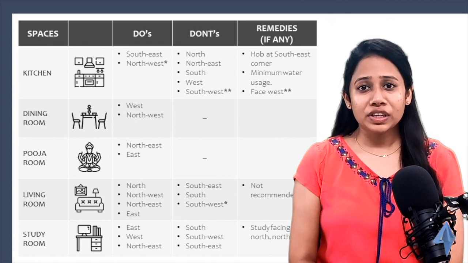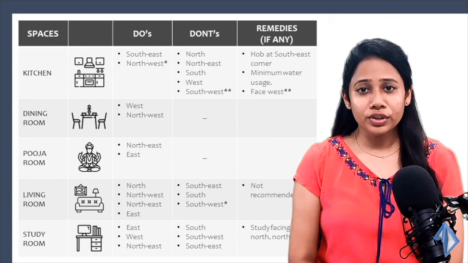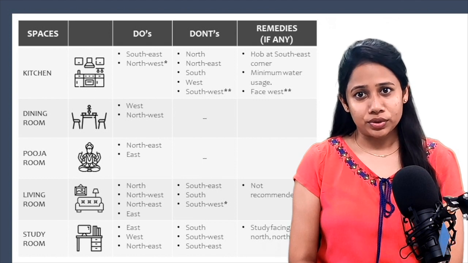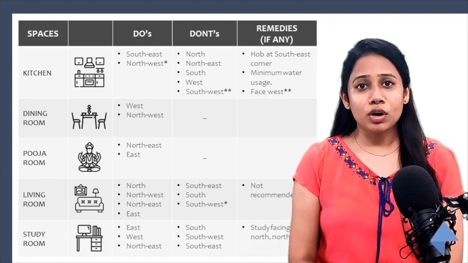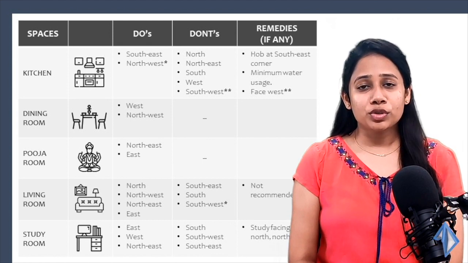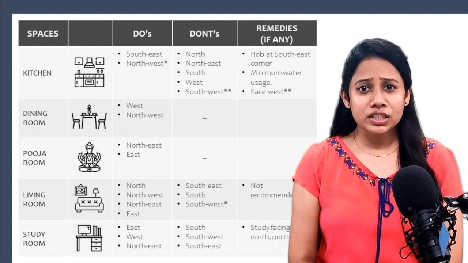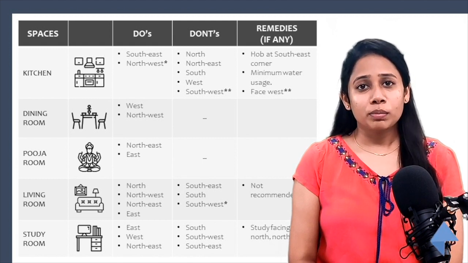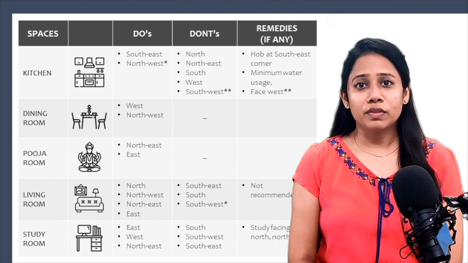But if you have kitchen in any of the wrong directions, you can have some remedies for it. You should always place your hob or the kitchen range to the southeast corner of your room. There should be a minimum usage of water. If you have kitchen in southwest direction, make sure you face west while cooking.